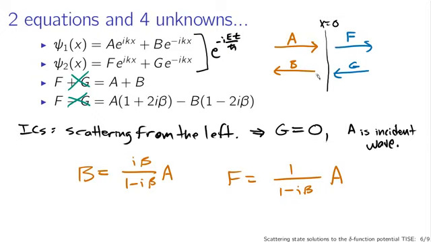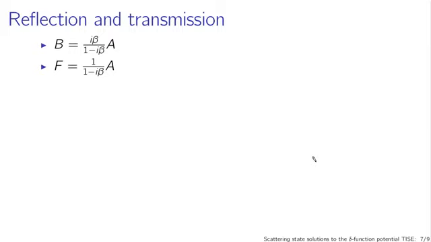I send a wave in from the left, and it propagates through the barrier. This is a transmission event. So if I look at reflection and transmission in terms of my definitions, or in terms of my solutions for B in terms of A, or F in terms of A, you can think about the probability of reflection, R, being defined as the squared magnitude of B divided by the squared magnitude of A.